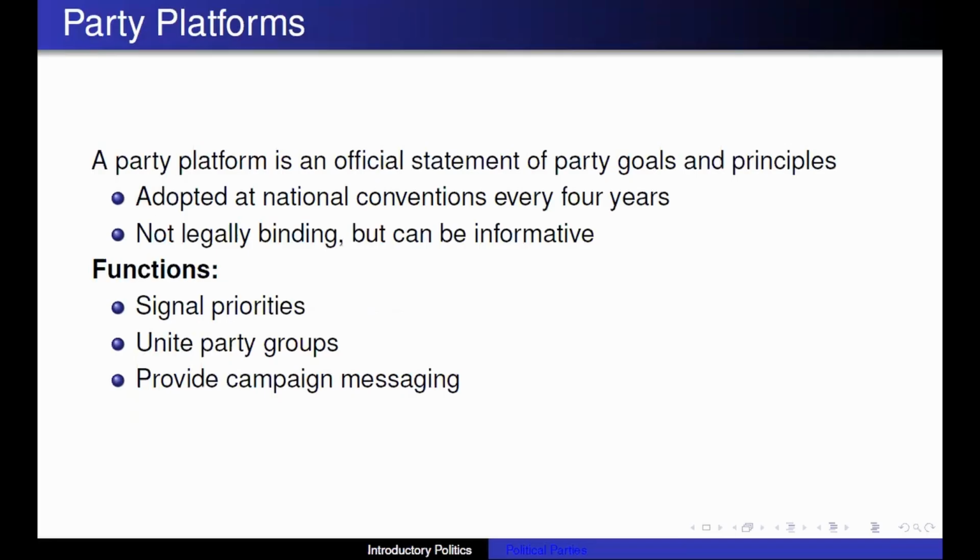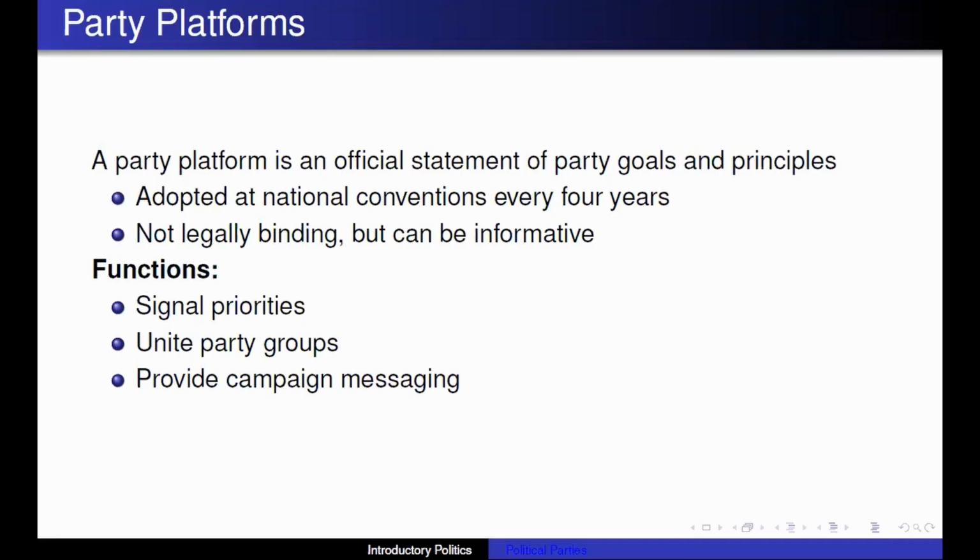A party platform is one of the key ways that a political party communicates its priorities and its policy preferences. A party platform is an official statement provided by the party that outlines the goals and principles of that party. These platforms are typically written and adopted during the party's national convention that happens once every 4 years, and typically voted on when the party formally nominates its presidential candidate. These platforms do not have the force of law. They don't bind any elected officials to anything, but they can be informative by serving a few different purposes.